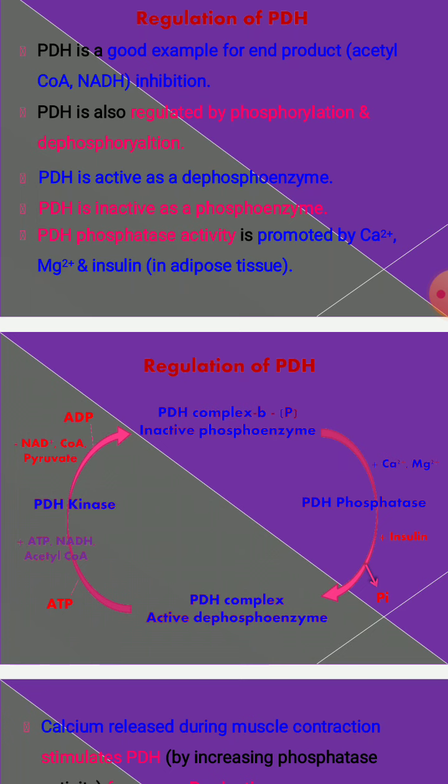So ATP is undergoing the reaction ATP to ADP, that is, a phosphorylation reaction is happening mainly, and NAD plus, coenzyme A and pyruvate are going to act as inhibitors of this PDH kinase, to avoid this conversion or phosphorylation from the dephosphoenzyme, the active form, to the inactive form of PDH, the phosphoenzyme. Understood? So NAD plus, coenzyme A and pyruvate act as inhibitors of PDH kinase, whereas ATP, NADH and acetyl CoA stimulate or activate this PDH kinase to convert the dephosphoenzyme, the active form, to the phosphoenzyme, the inactive form.